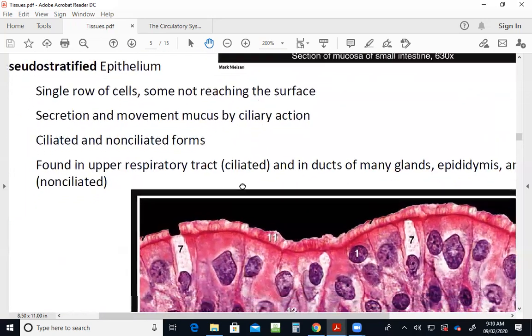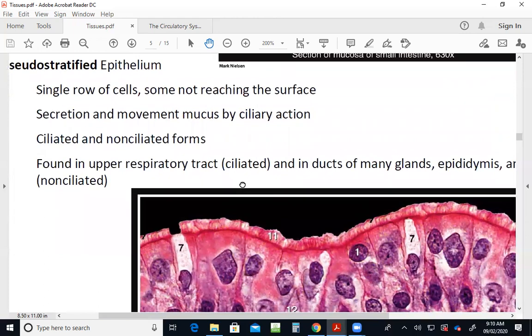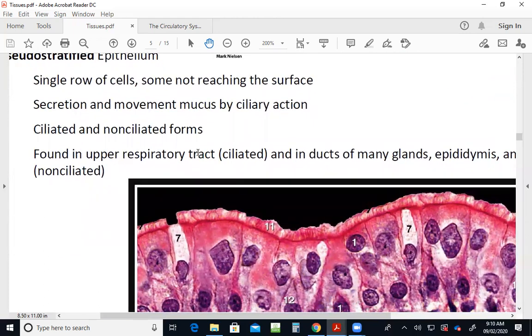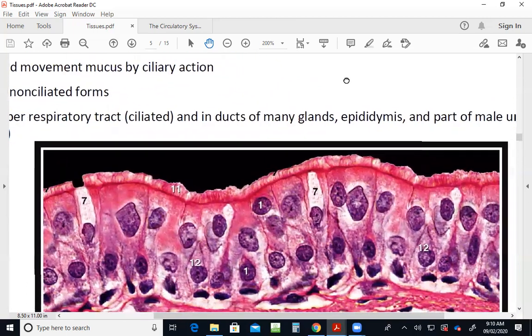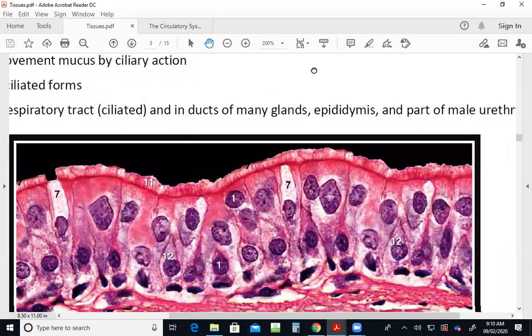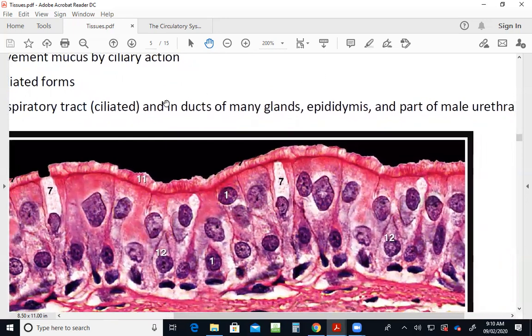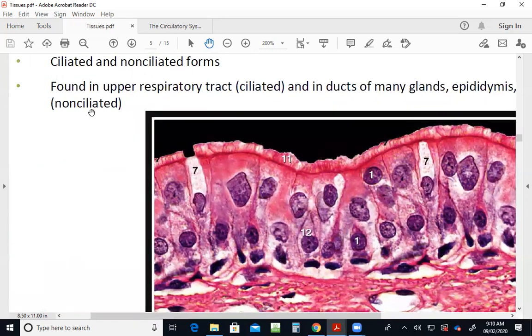Okay. There are ciliated and non-ciliated forms. Places where you have ciliated would be like the upper respiratory tract. Here you can see the cilia really nicely. In the ducts of many glands, the epididymis, which is in the male reproductive system, and the male urethra, there are non-ciliated forms as well.